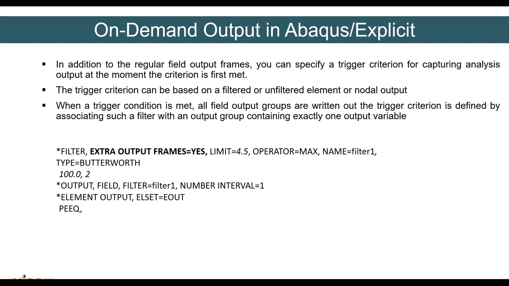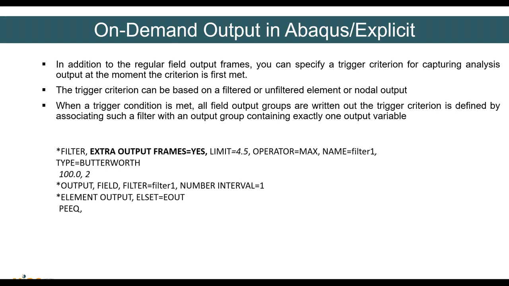We have on-demand output in Abaqus Explicit. Normally you get the field output only at the requested points, but in the previous version, if you wanted to get the result at the moment certain criteria are met, that was not possible. We have changed this. Now you can specify the trigger criteria for capturing the analysis output at the moment the criteria is first met. For example, you can have the damage initiation. So in the current release, you can get the field output exactly at the point where the damage initiation criteria or any other criteria are met.